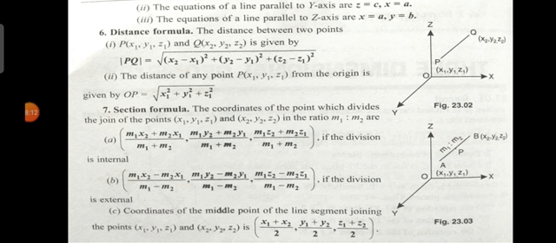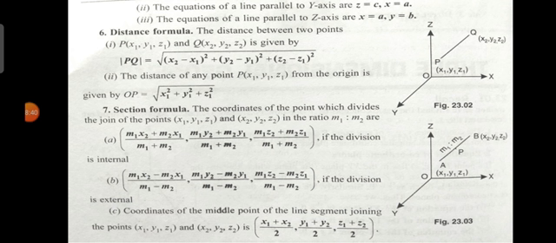And if 2 points have been given and one point is the origin, then what will be the distance? That is the root of OP, where O is the origin and P is the point. That is root of x1 square plus y1 square plus z1 square. Okay, that is the answer.